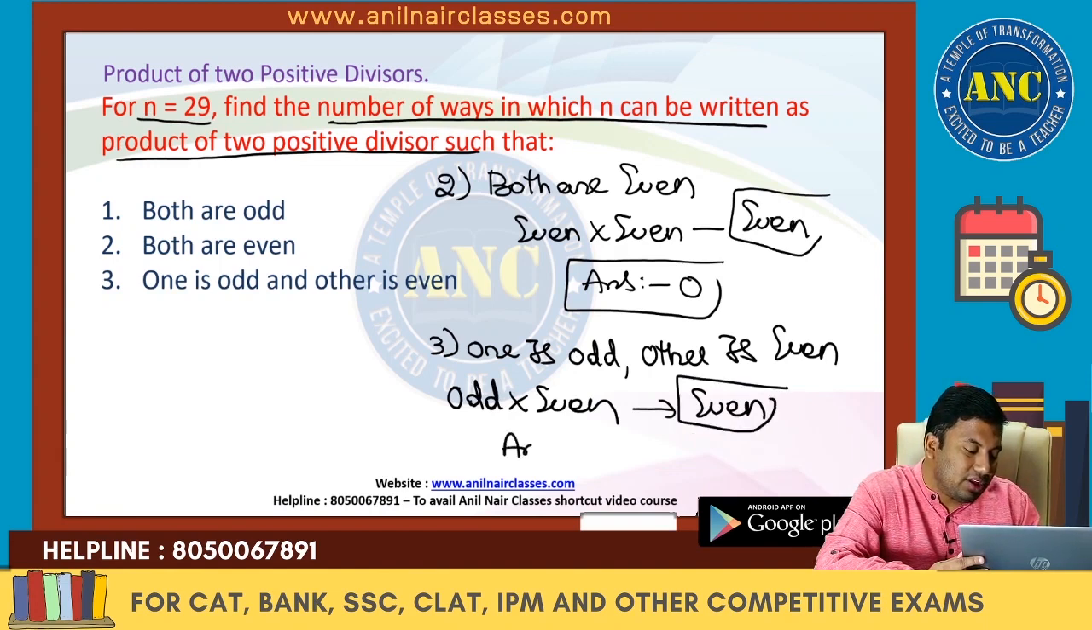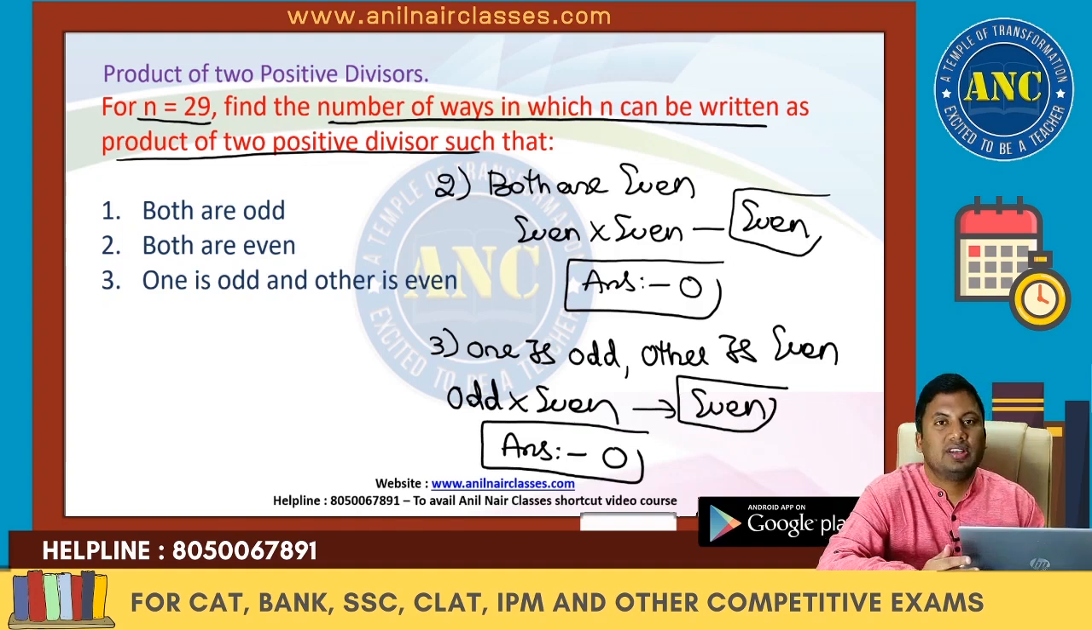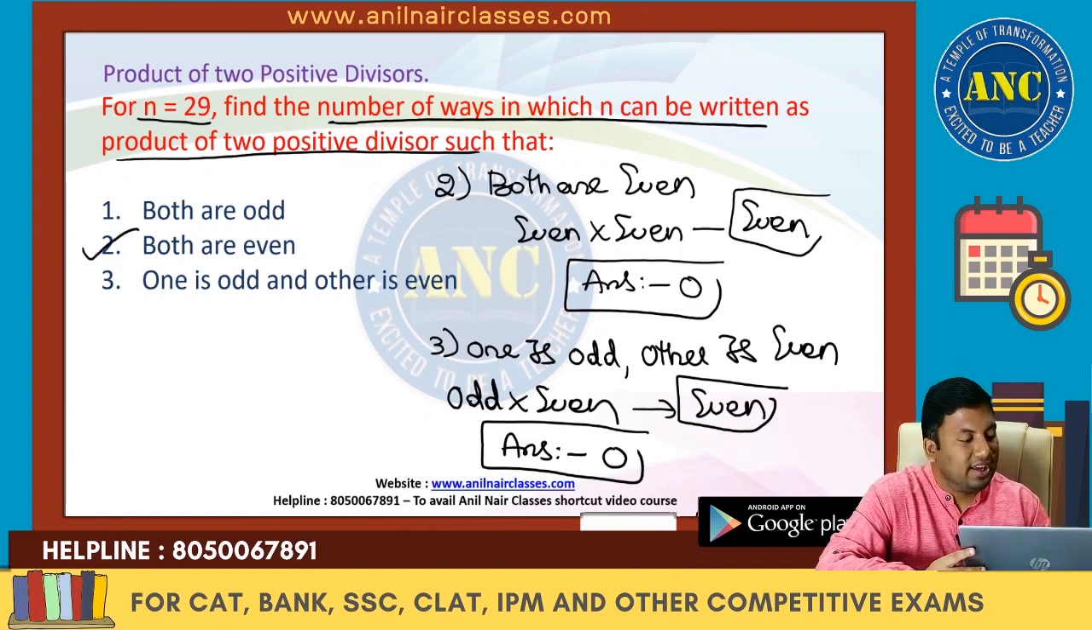So, the answer for this question is again 0. The answer for this question is again 0. I hope the second one is clear, right? Even into even is even, right? One is odd, another is even. Odd into even has to be an even number.